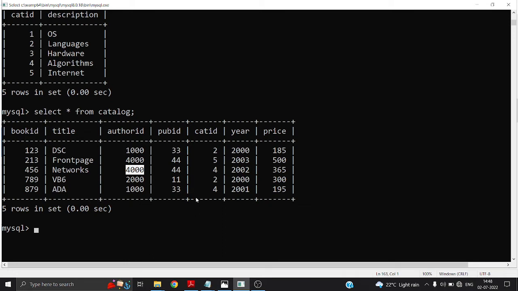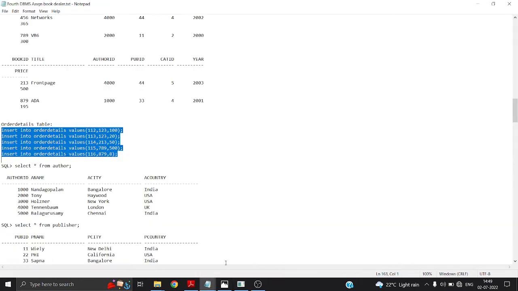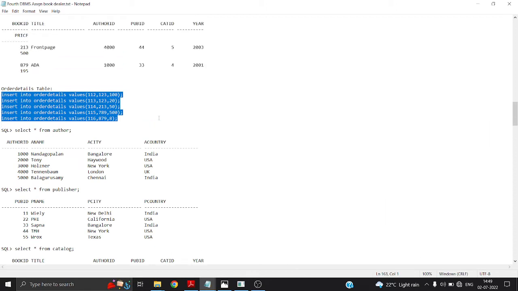Here the question they had asked is that we need to enter the records into the catalog table such that an author should have two or more books in the catalog, so that we can get the information. See here, author ID 1000. Now you can observe that the same author has two textbooks, DSC and ADA, and author 4000, Tannenbaum, has two textbooks, front page and networks. According to the question, I inserted the records so that we can get the output properly. Next we proceed to the last table, the order details table.